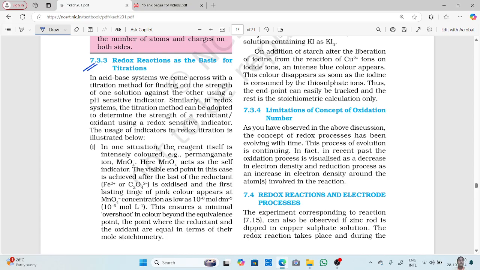Now, similarly, in a redox system, a titration method can be adopted to determine the strength of a reductant or oxidant using a redox sensitive indicator. For a redox reaction also you can carry out a titration, and this titration will determine the strength of your reductant or oxidant, how strongly it can reduce or how strongly it can oxidize. Now the usage of indicators in redox titration is illustrated below. Now how can you do that?